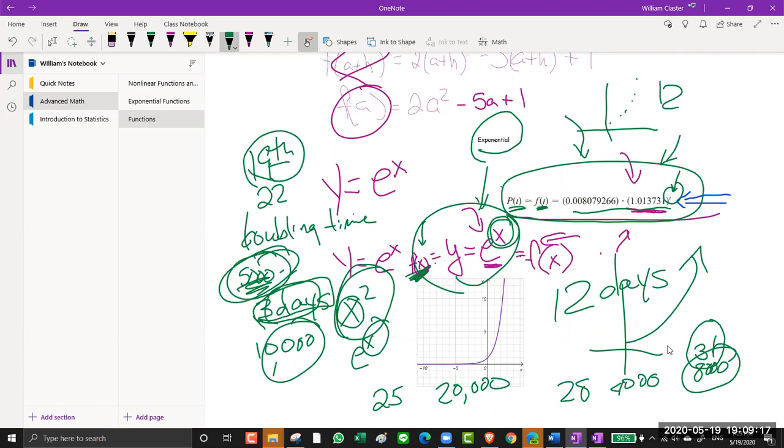And then 3 days later, what would it be? Instead of 80,000, it would be 160,000. So just in 15 days, it would go from 5,000 to 160,000. Okay? And that was happening for a while.